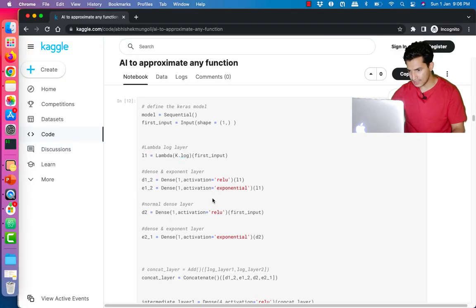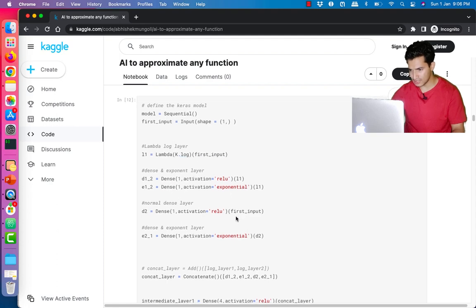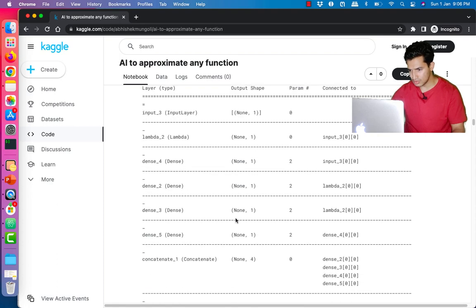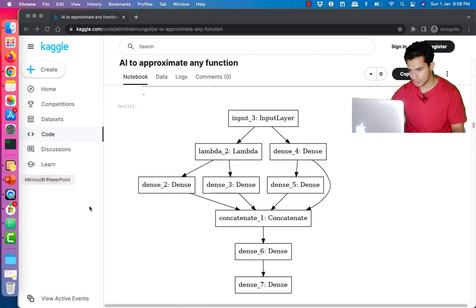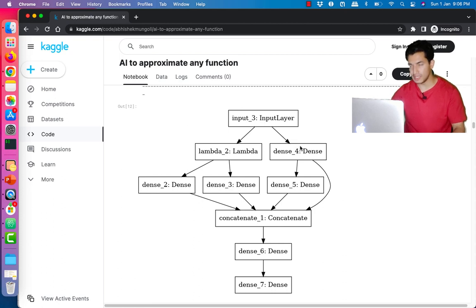So we have used Keras, and you can see a log layer, a relu layer, and an exponential layer. This is the architecture, similar to what I have shown here. Wherever we see lambda, there is a log layer, and it can either be passed through relu activation or through an exponential layer. The input may not need to pass through a log layer; it can come directly from a relu activation.